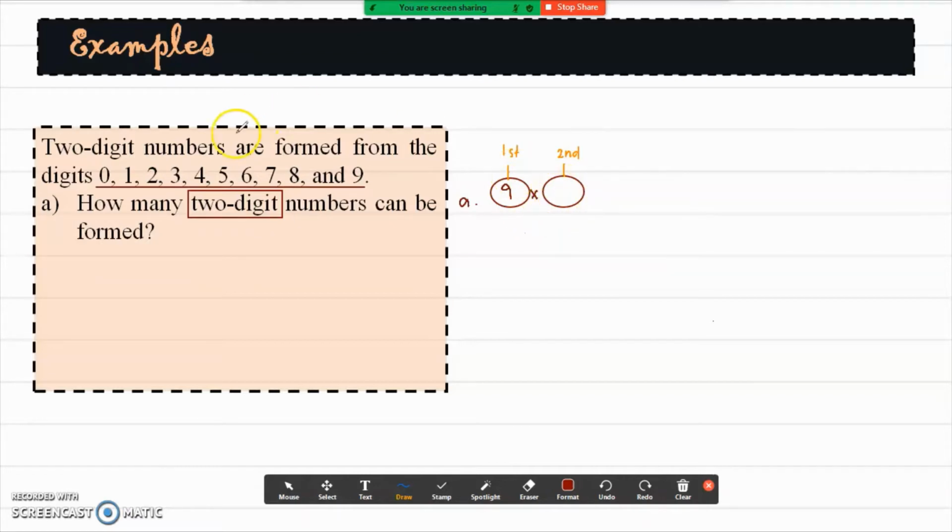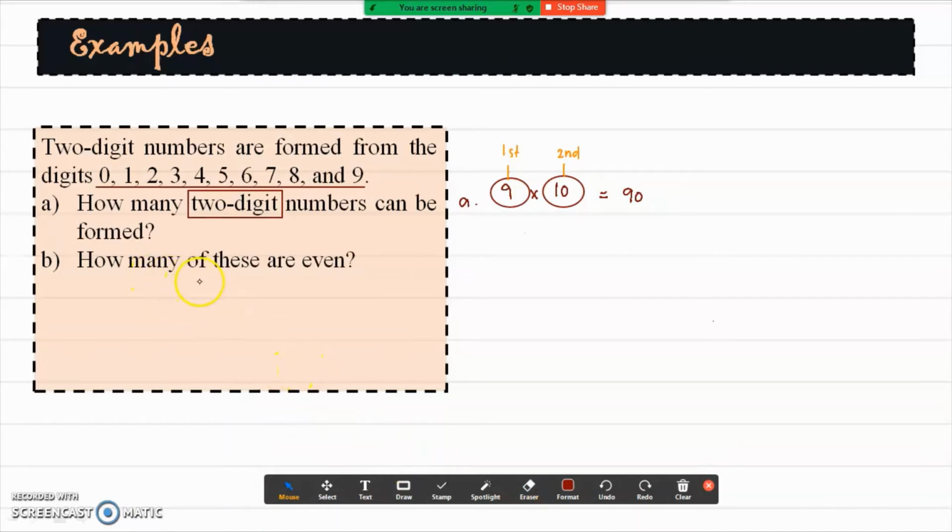And for the second digit, 0 can be a second digit already. So we have 10 possible options for the second digit. Multiplying, we have 9 times 10, that's equal to 90. So answering question A, there are 90 two-digit numbers that can be formed out of the digits 0, 1, 2, 3, 4, 5, 6, 7, 8, and 9.